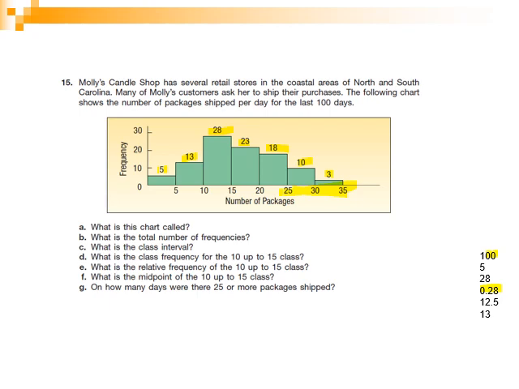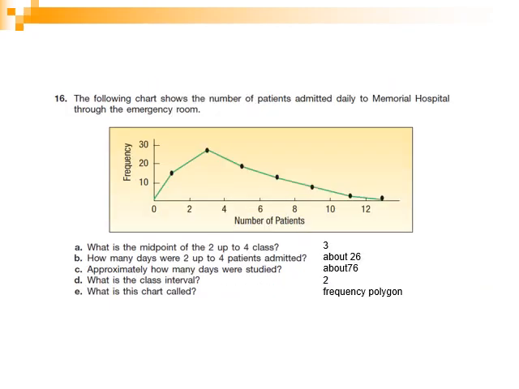This kind of question is very important because it enables us to get information from the grouped data and from the graphs that we constructed upon the grouped data. Another example: the following chart shows the number of patients admitted daily to the hospital through the emergency room. We have the number of patients on the horizontal axis and the frequencies on the vertical axis.